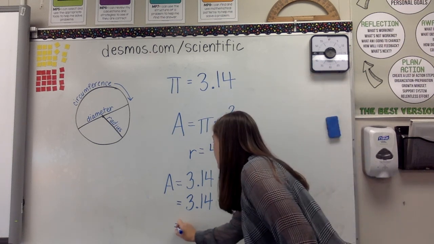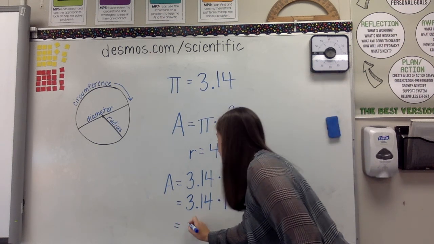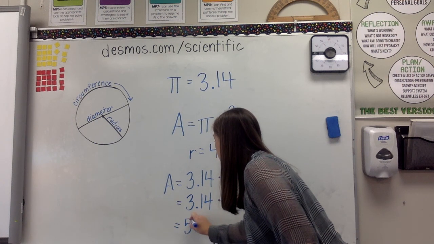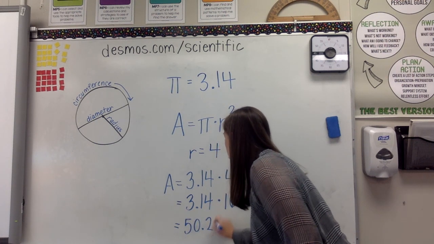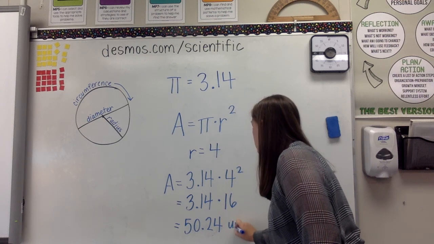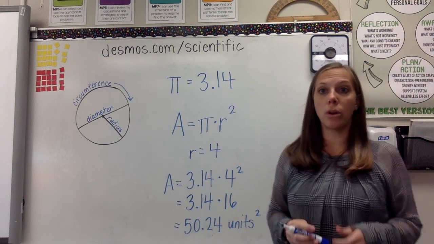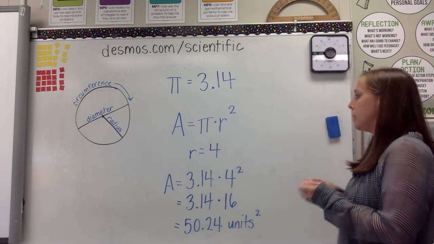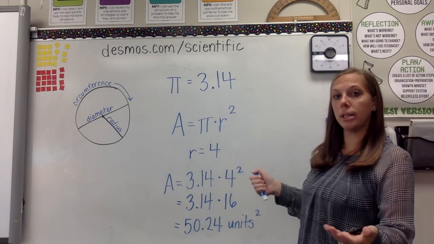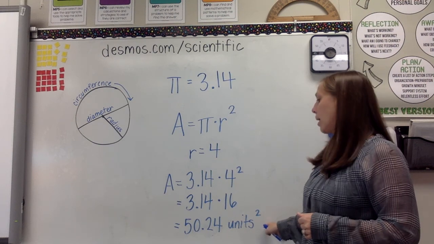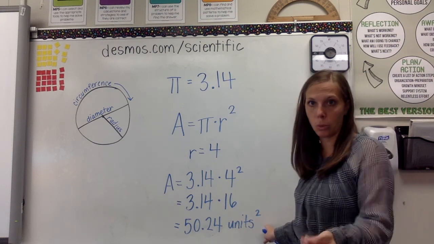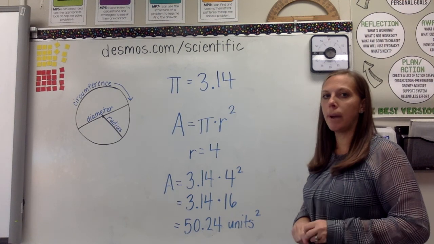When I multiply these, I find that my area is 50.24 units squared, or square units. Okay, a lot of times you're going to be told your radius is 4 inches, and then your area would be 50.24 inches squared. So just keep those units in mind as well.